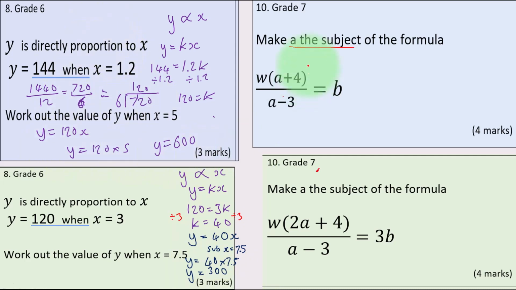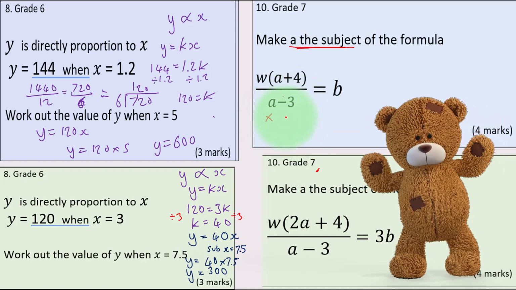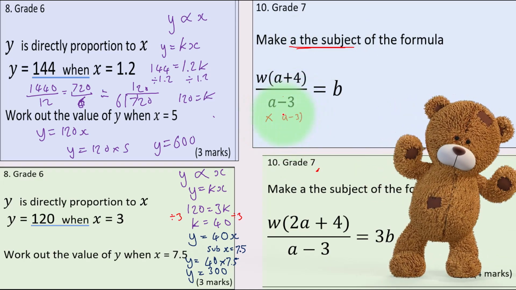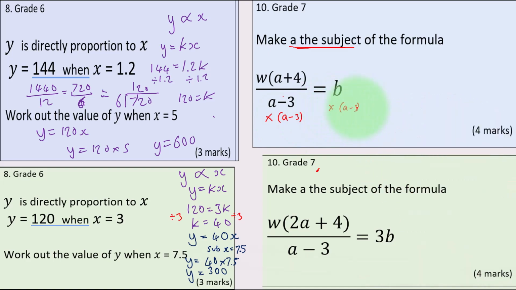Now the next question says make a the subject of the formula. So can we see we've got a in a fraction, so we need to multiply both sides by a minus 3. Now I'm going to need lots of space, so that cancels out the a minus 3 at the bottom, so we get w(a plus 4) equals b(a minus 3).